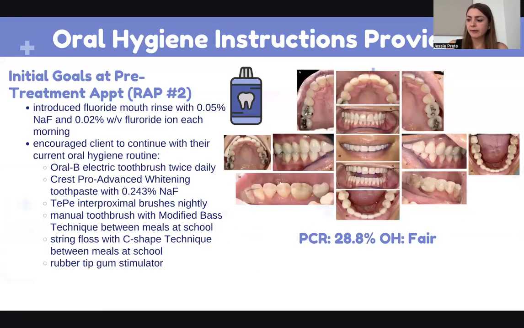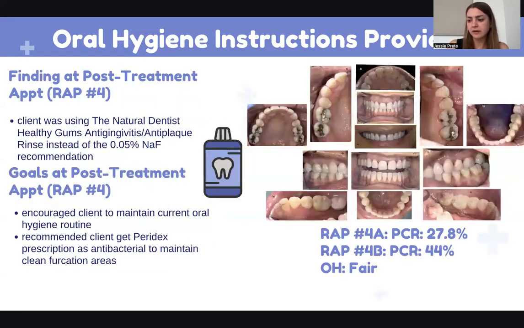I interviewed the client about their current routine and found that it was extensive. The initial goal I gave the client was to use a sodium fluoride mouth rinse each morning as an extra protective factor regarding their moderate score on the Canberra assessment. At the reevaluation appointment, I found that the client was using the Natural Dentist Healthy Gums Anti-Gingivitis Anti-Plaque Rinse instead of the 0.05 sodium fluoride recommendation.